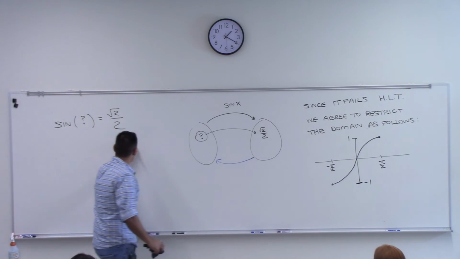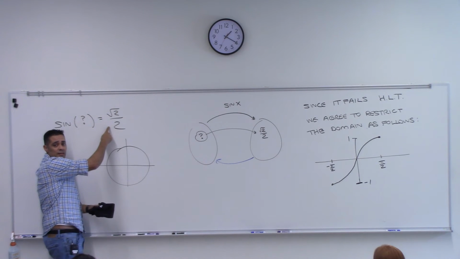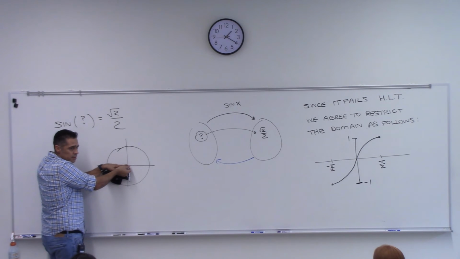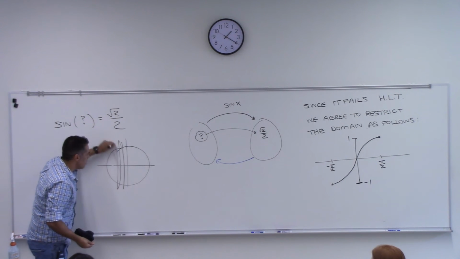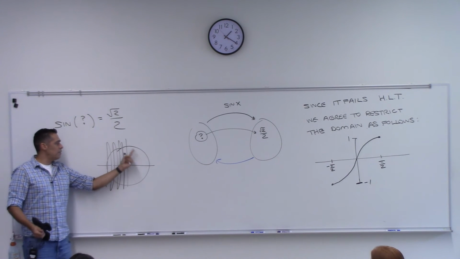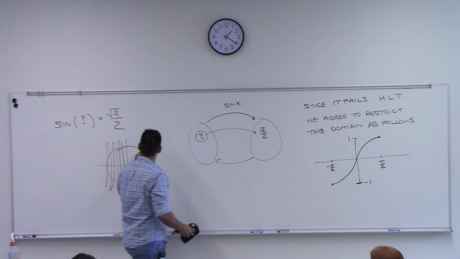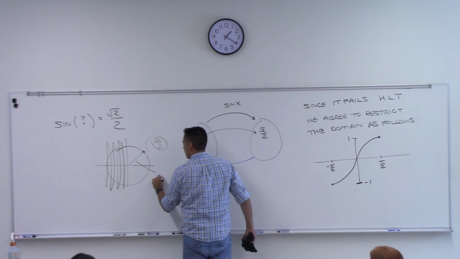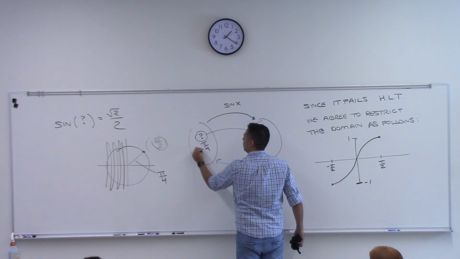So when you go to the unit circle and you start thinking about where your y-coordinate is this, you're only allowed to look between here, that's pi over 2, and here, that's negative pi over 2. So you're not allowed to look here. And so in the first quadrant and the fourth quadrant, there's only one place that the y-coordinate is root 2 over 2, and that's here. So that is pi over 4. So the answer to this would be pi over 4. We good? You understand?